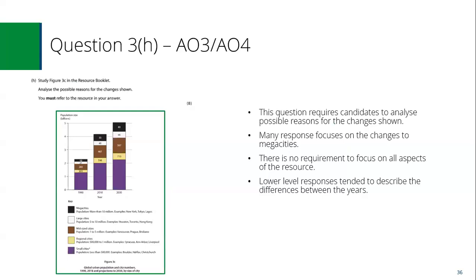Again, on this one, analyse the possible reasons for the changes shown. Here, this question required candidates to analyse for 8 marks again, where many responses focused on changes to megacities. There was, again, no requirement to focus on all aspects of the resource. Higher level responses tended to make good use of the resource by choosing to explore responses for some of the different changes and provided a summary statement about which was the most important.